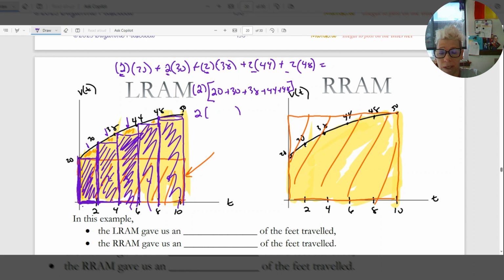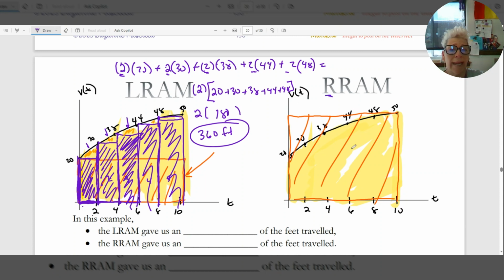You get 20 plus 30 plus 38 plus 44 plus 48, and then you're doubling that, which is 180. So we end up getting 360 feet. Now that's much better than our estimate last time. We had 200 as our lower estimate last time. We had an average of 350. Now we have a lower estimate of 360. So what we're going to be doing here is closing the window on our estimate.